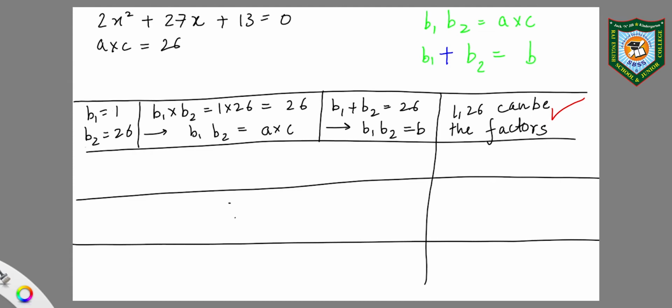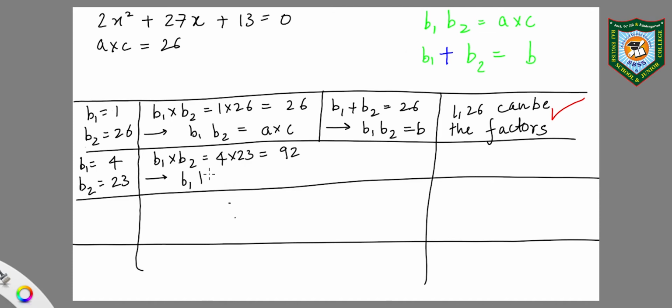We'll see two new sets of numbers so that you all can understand how to split numbers. Let's say b1 is 4. So if b1 is 4, b2 has to be 23. So I'll multiply b1 into b2, which is 4 times 23, which comes out as 92. This implies b1 b2 is not equal to AC. And here again I have b1 plus b2, which is equal to 27.